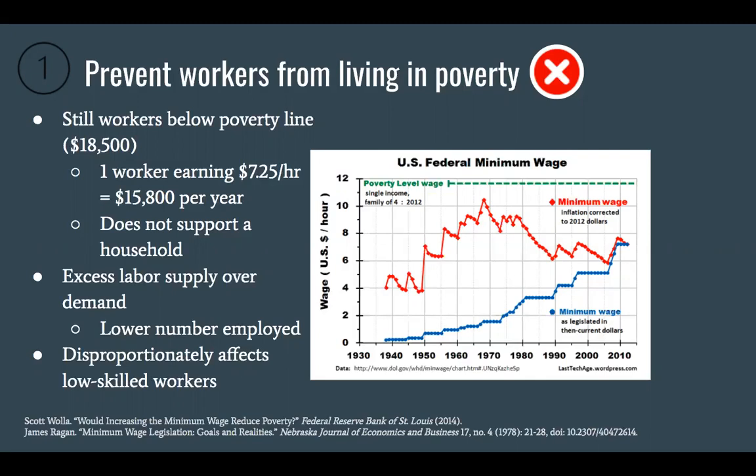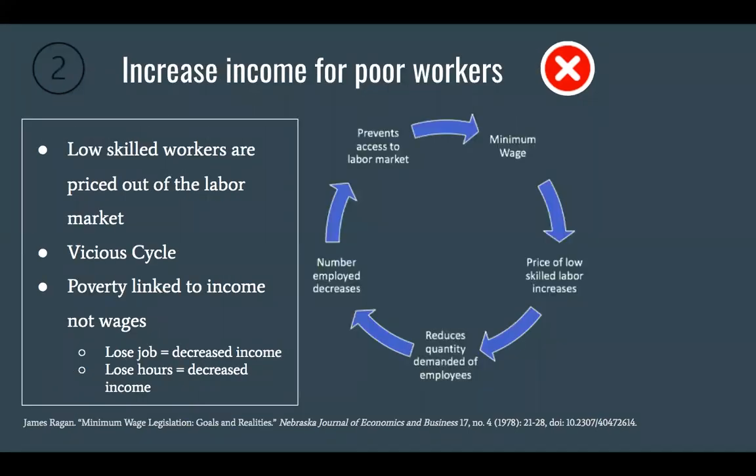Now, as we move on to goal number 2, as mentioned previously, we see that lower skilled workers are priced out of the labor market because they can't produce enough output to be worth the increased wage. Now, we also know that lower skilled workers are more likely to come from lower income backgrounds or are the youngest members of our society who have no work experience or skills to offer the labor market. And this creates a vicious cycle because if you're poor or have no experience, you cannot gain access to entry-level positions in the labor market.